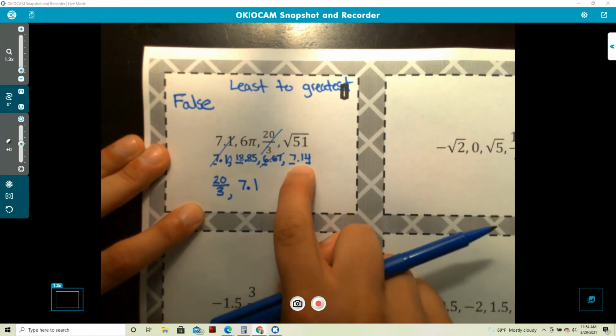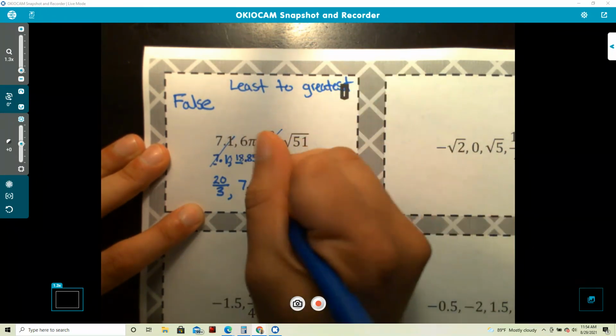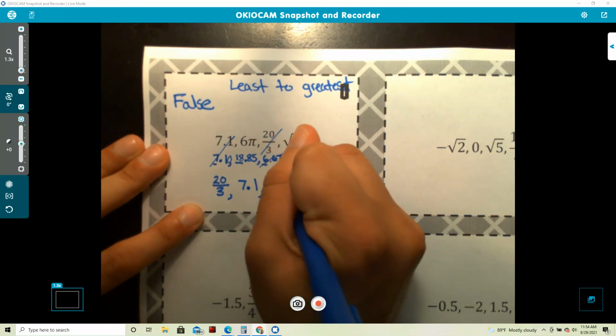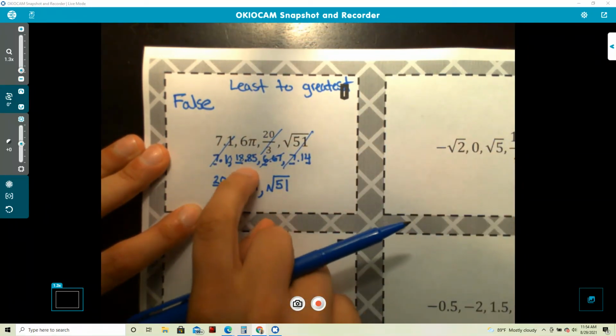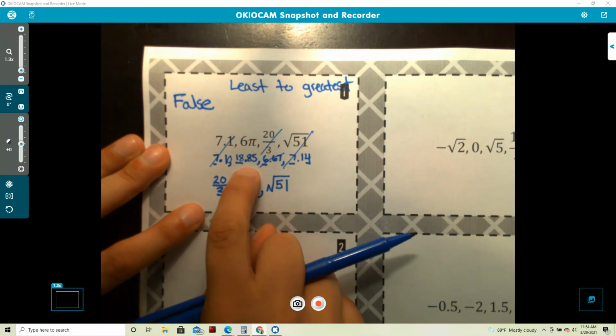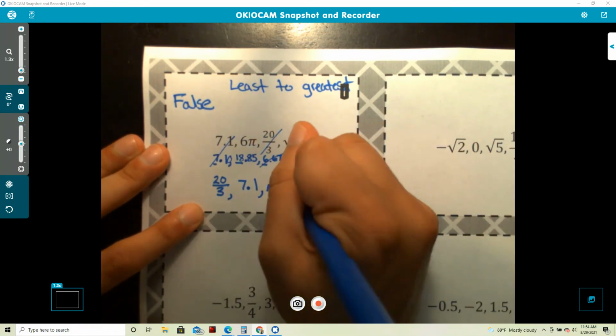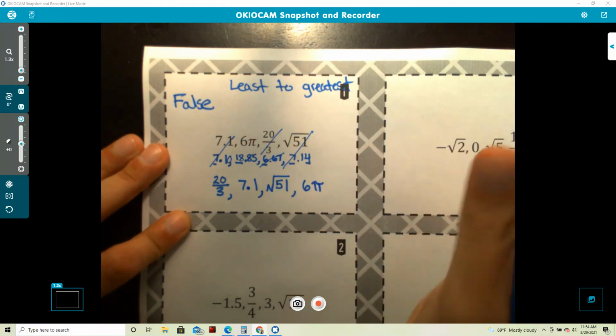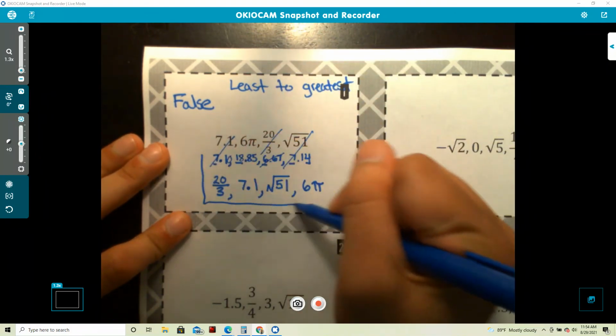Right, the next is 7.14, square root of 51. Cross that out. And then lastly, we have 18.85, which is the largest number, but is expressed as 6 pi. So I'm going to put this as 6 pi. So your whole answer would be this.